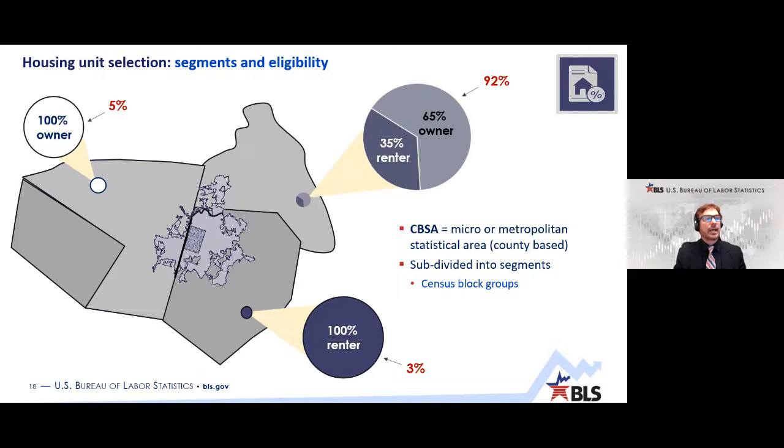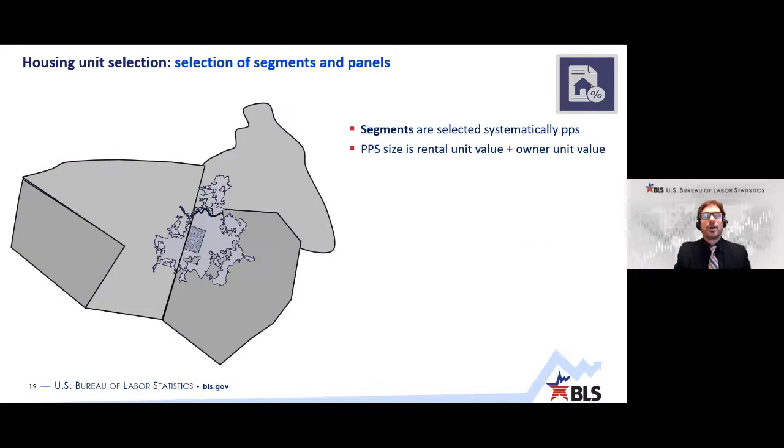And then finally, the third class, and this is the vast majority, are segments that have both renter occupied units and owner occupied units. Once we've identified our eligible and ineligible segments, now we have to select a representative sample of segments to represent the city. We do that scientifically and using a method that's systematic, using a probability proportional to size technique, PPS for short. And that size is the total rental value of the housing stock in the segment, and that is the rental value plus the owner equivalent value.